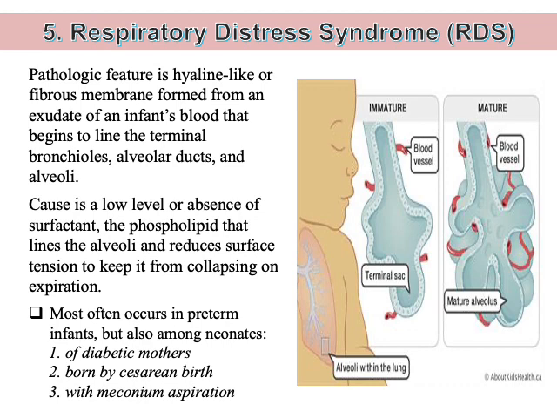And again, surfactant does not form until the 34th week. Therefore, RDS most often occurs among the preterm infants, but aside from the preterms, it can also be seen among neonates of diabetic mothers, neonates born by cesarean birth, and neonates with meconium aspiration. The photo shows a mature newborn with mature alveoli, allowing for effective exchange of O2 and CO2. The other picture shows an immature newborn with lesser surfactant, which makes it difficult for ventilation to occur, thereby possibly causing atelectasis or lung collapse.